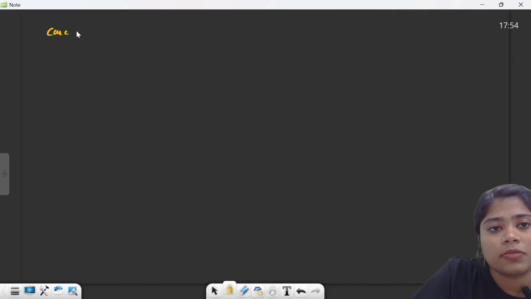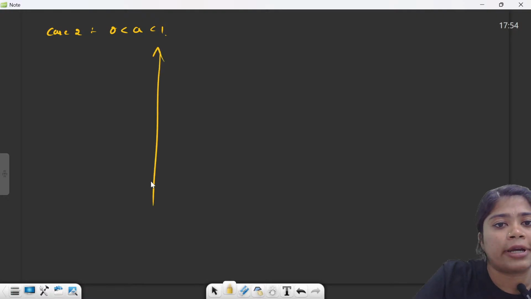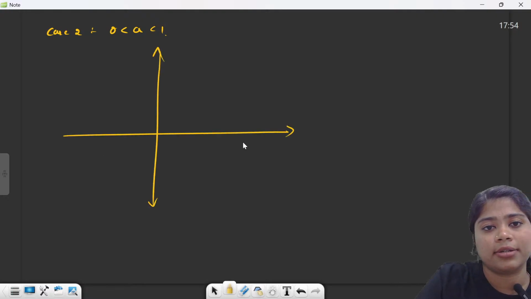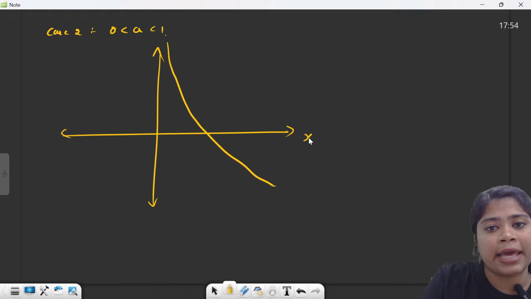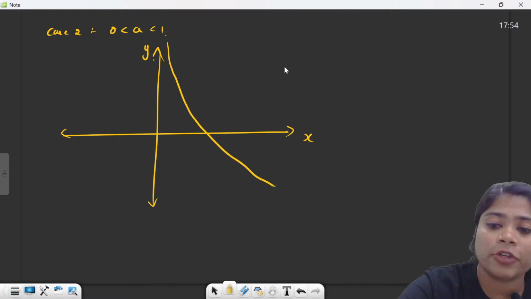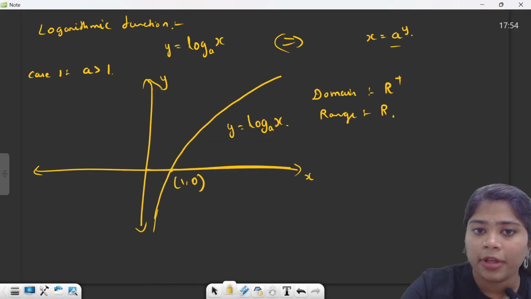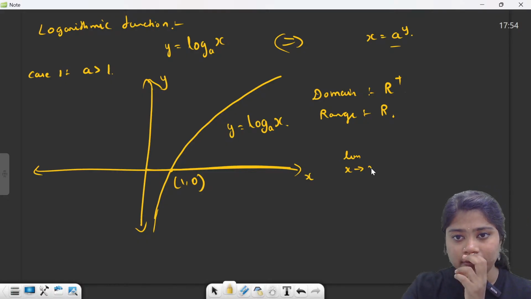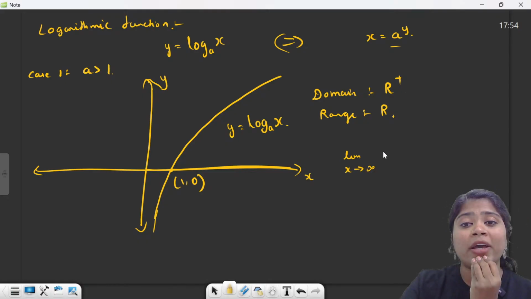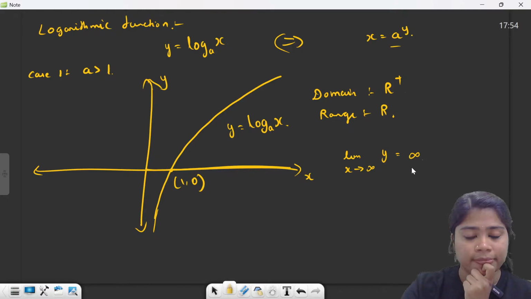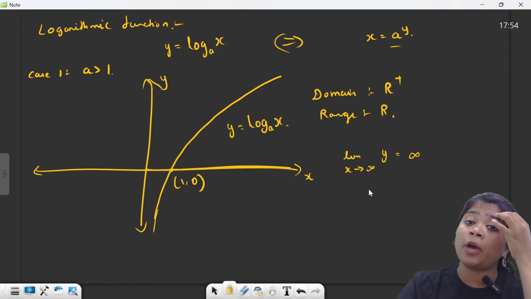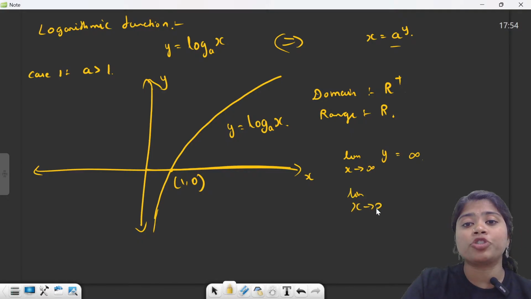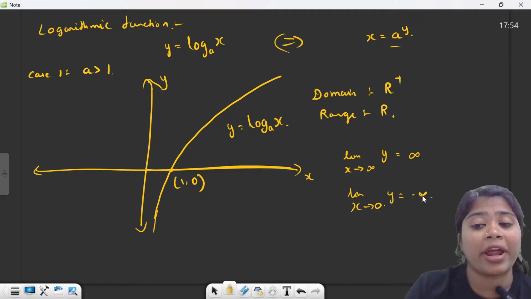Case 2. When base a is between 0 and 1. So you are supposed to draw the graph like this. This is x, here it is y. If you see here, when limit x approaches infinity, y also approaches infinity. When limit x approaches 0, y approaches minus infinity. So try to get the idea.